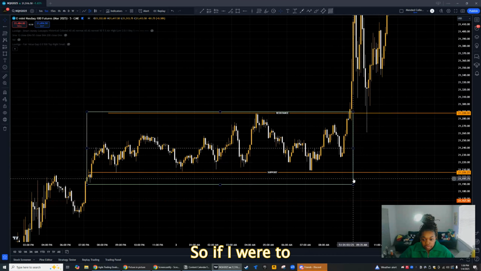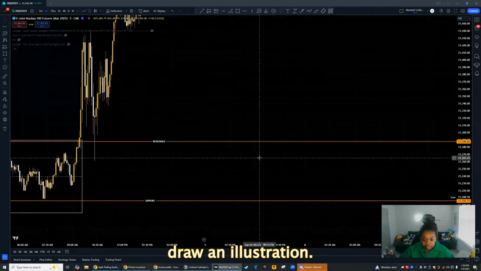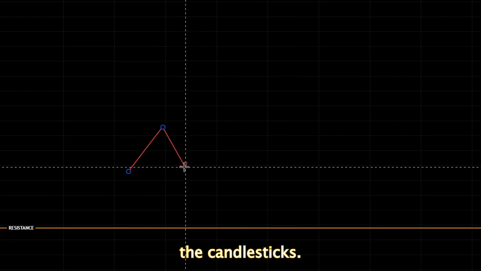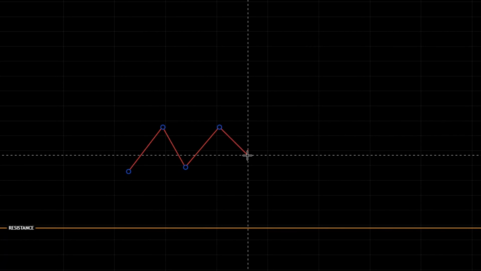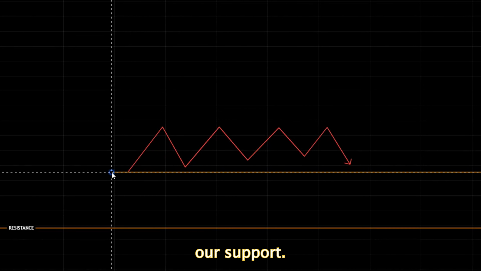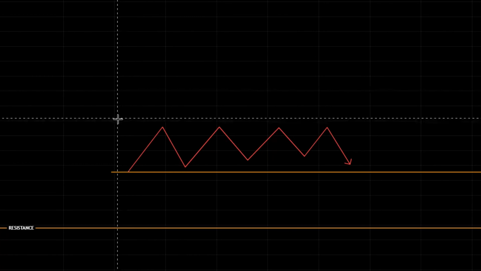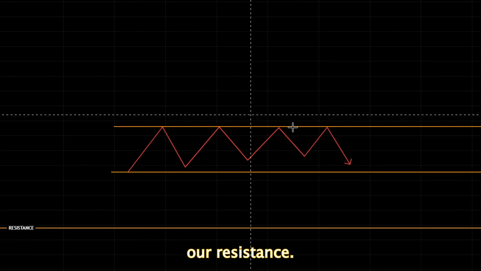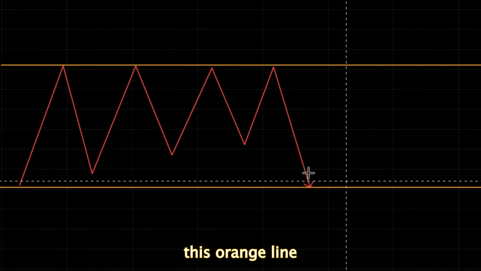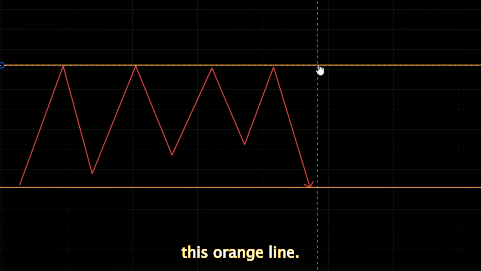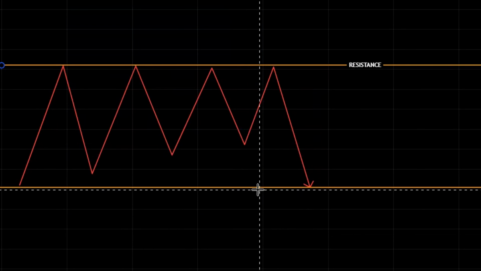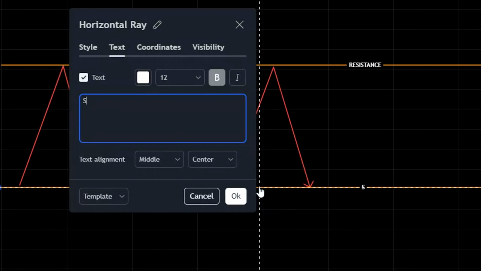Right? So if I were to draw an illustration, imagine these are the candlesticks. Here's our support. Here's our resistance. Price action is not passing this orange line, and it's not passing this orange line. This is the resistance. This is the support.